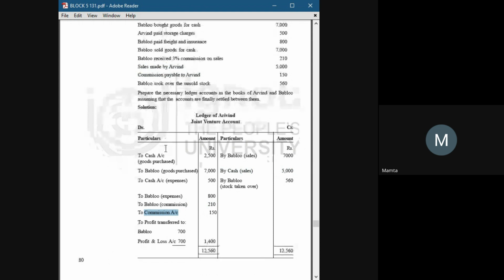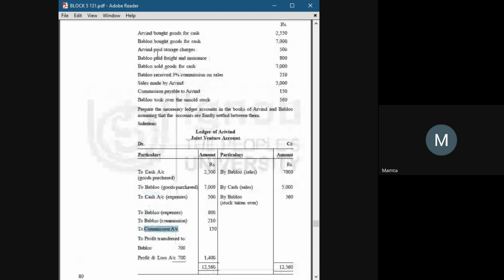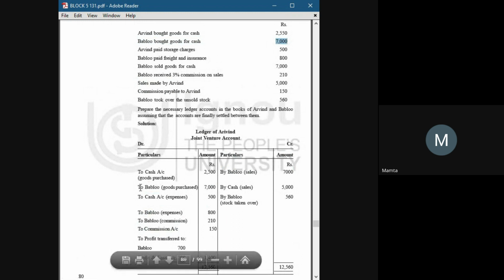Okay, now coming to the Bablu part. Bablu bought goods for cash. So the entry for the same would be joint venture account debit to cash. Sorry, it should not be cash. It is the ledger, the books of Arvind only. So we just need to mention the name Bablu, because these are the accounts of Arvind. We can mention the name of Bablu here. So joint venture account debit to Bablu.